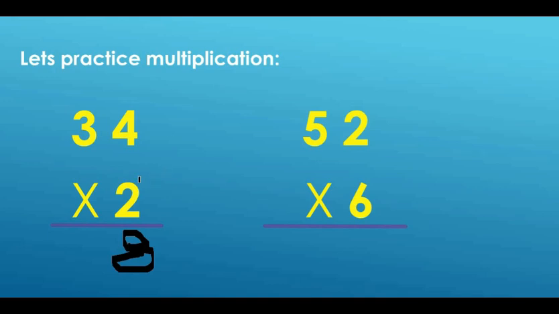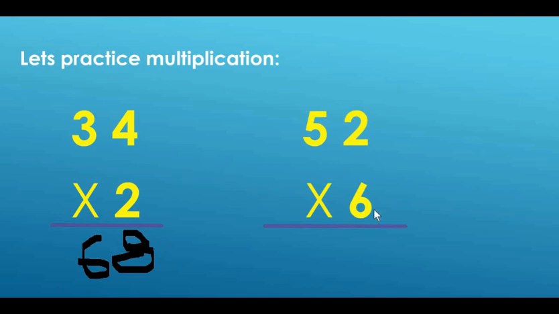Yes. Then the tens place. Now 2 is multiplied by 3. So 2 times 3 is 6. Okay, my dear students, the answer will be 68. The answer of multiplication is called the product. So here the product is 68.